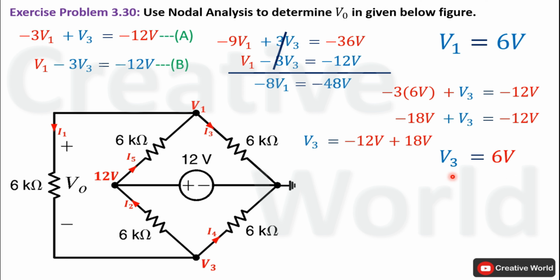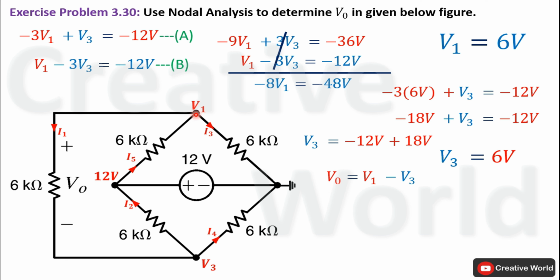Now we are able to calculate the value of voltage V0 across this 6 kilo ohm resistance by taking the difference of these two node voltages. Because the difference of these two node voltages will be equal to voltage appearing across this 6 kilo ohm resistance. So V0 will be equal to V1 minus V3. Here we have taken this difference because the direction of current is from V1 to V3, which is indicating that voltage V1 is on higher potential than V3.